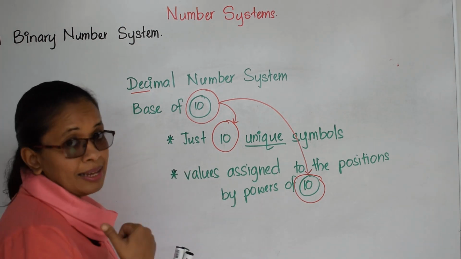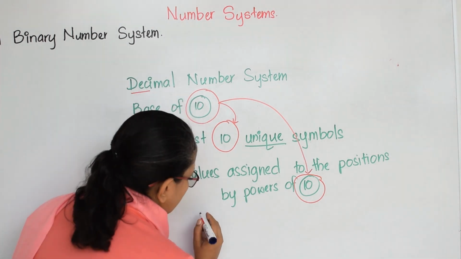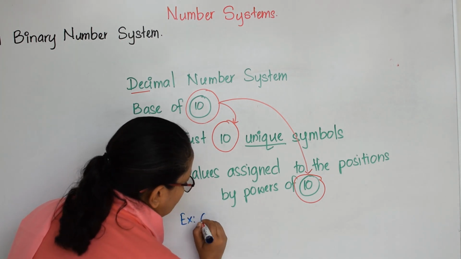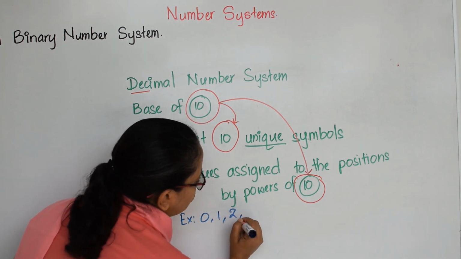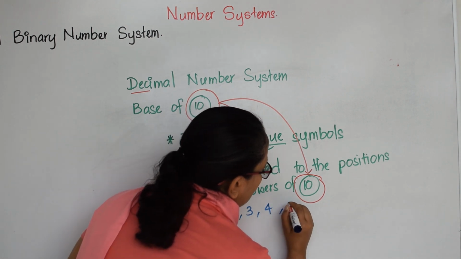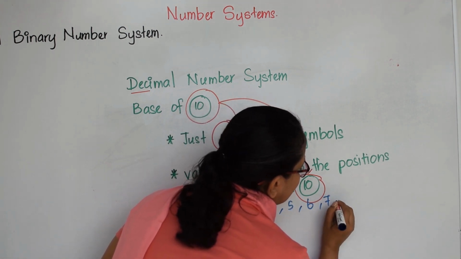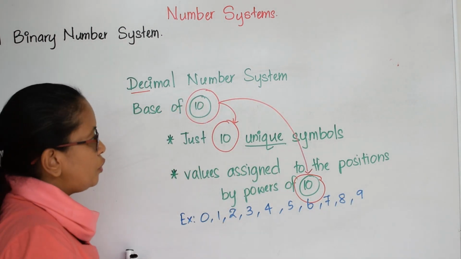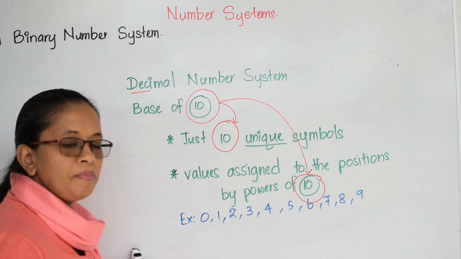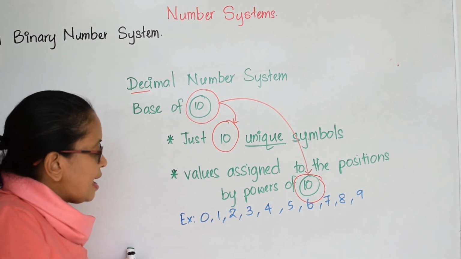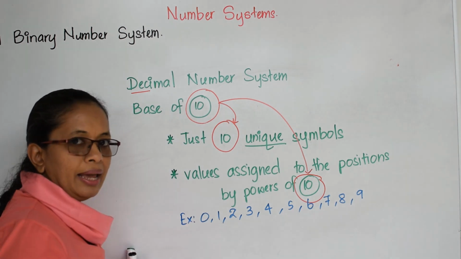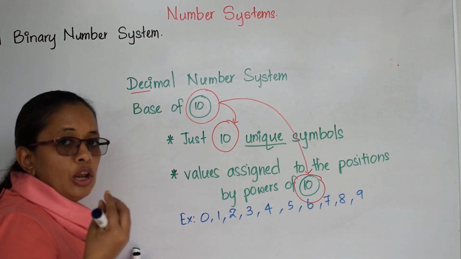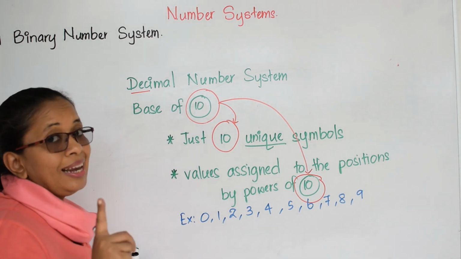When you have just 10 unique symbols, what are those 10 unique symbols that you have come across in your mathematics even? Those are 0, 1, 2, 3, 4, 5, 6, 7, 8 and 9. Those are the 10 different digits that we are using inside the decimal number system. In your experience, you might have used these numbers over and over again, but based on the position of their numbers, you know that their values are different. We are going to talk about that a little later.